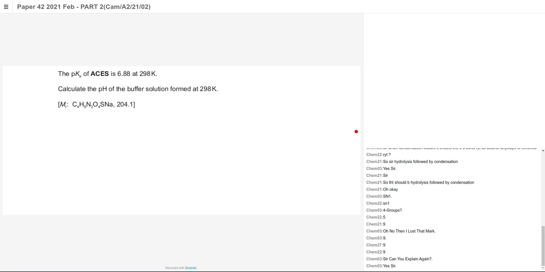So the first step would be to find the moles of the salt. Mass is given as 3.5, molar mass is 204.1, so it will be 0.017 moles. And you find the moles of acid, HCl, n equals Cv.